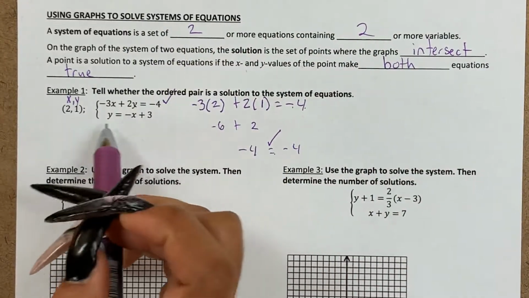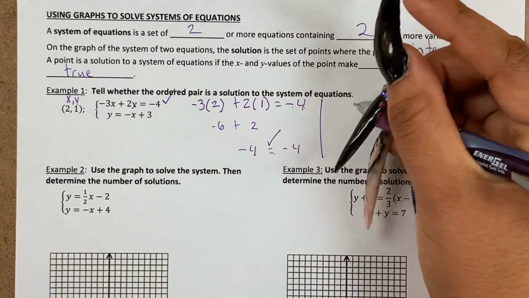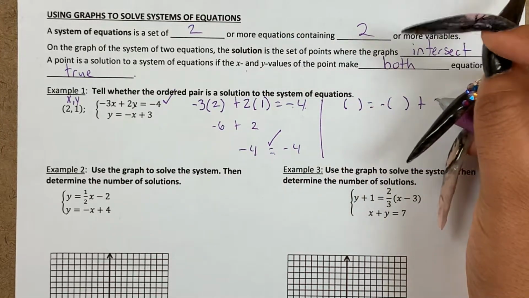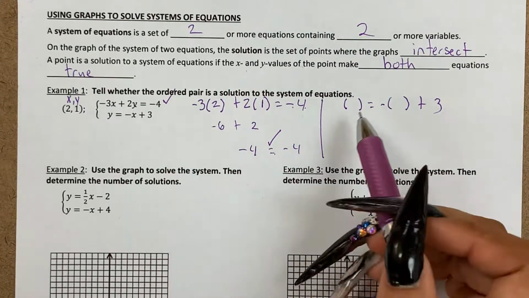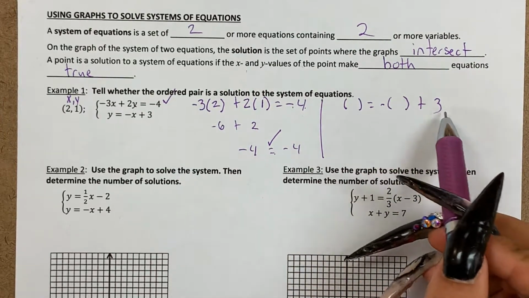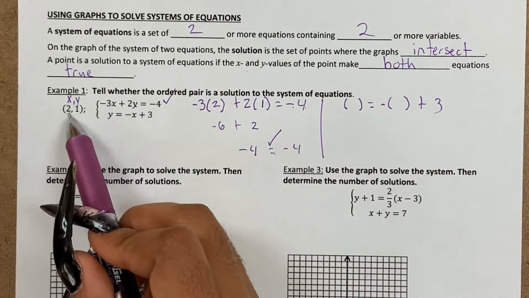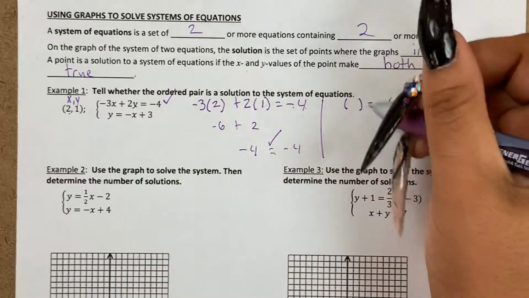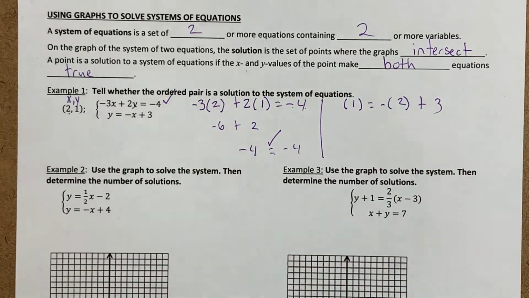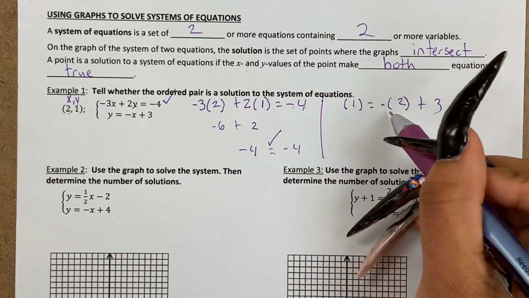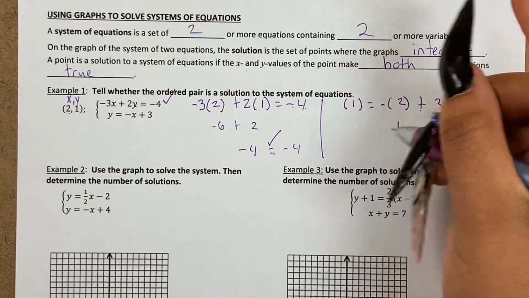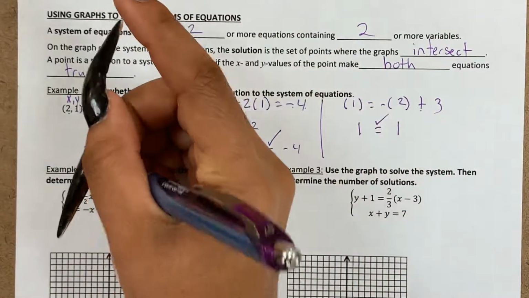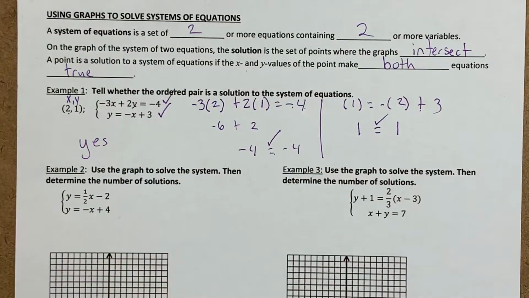Now we have to check and see if it works for this equation. So I have y equals negative x plus 3. So where the x was, I'm replacing it with 2. Where the y was, I'm replacing it with 1. So if this is true, it should equal 1. So negative 2 plus 3 is 1. So both sides equal each other, which is true. So yes, it is a solution.